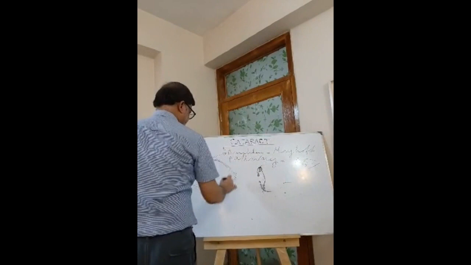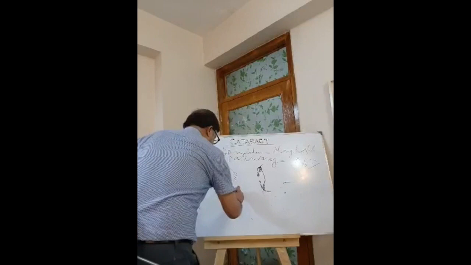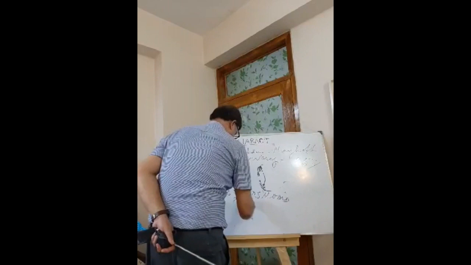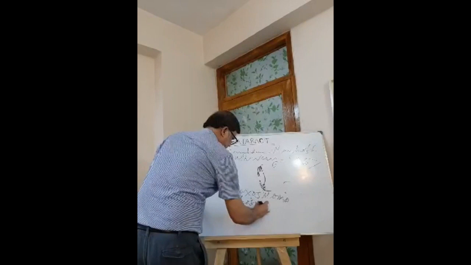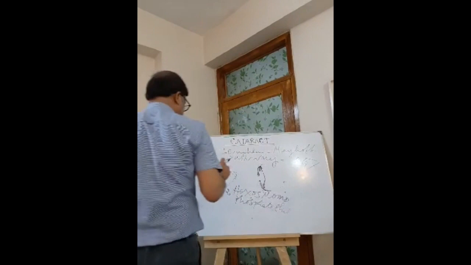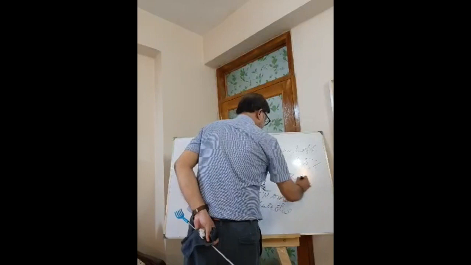Number two, hexose monophosphate shunt, very little percentage, and Krebs cycle, hexose monophosphate shunt, and Krebs cycle.